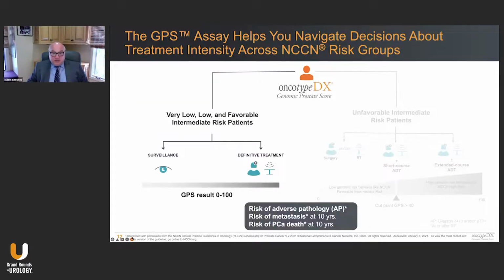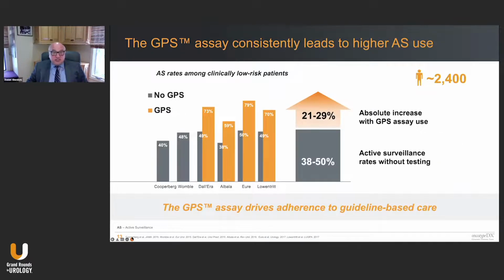For low-risk patients, those in the very low, and favorable intermediate risk, typically the discussion is between surveillance or definitive therapy. Here, the GPS result can help with shared clinical decision-making by further refining the risk of adverse pathology, metastasis, and death. Indeed, several studies have shown that adding GPS to the discussion consistently leads to higher use of active surveillance, appropriately, in low-risk patients.